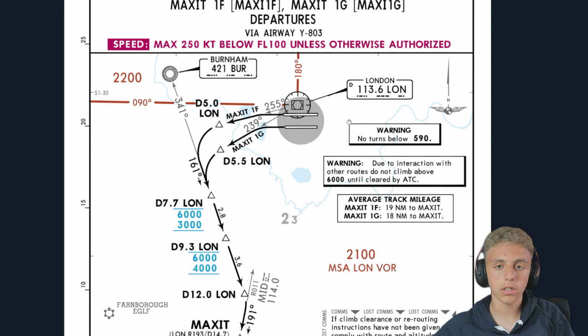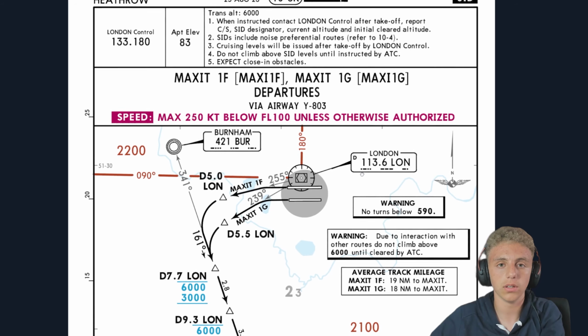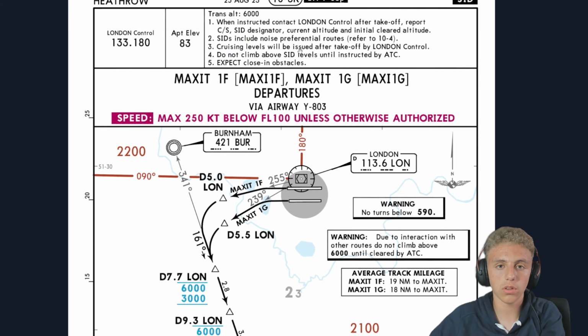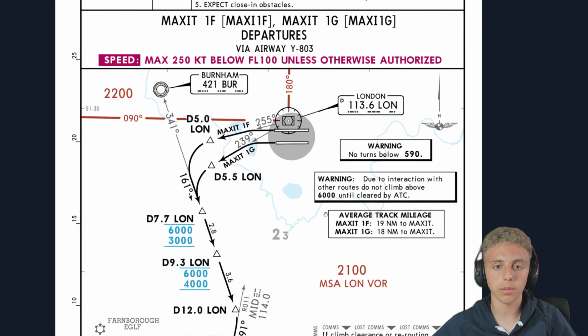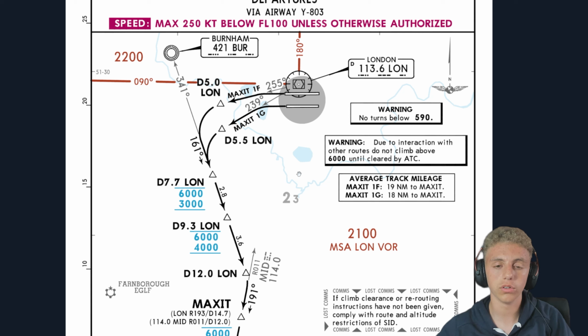Here you have some warnings. Do not turn below 590 feet. And due to interaction with other routes, do not climb above 6,000 until cleared by ATC, which is pretty much this one over here. So you are not to climb above 6,000 feet until ATC tells you, otherwise you may risk a collision with other aircraft or at least cause other aircraft to have to delay their descent or ascent due to you. And ATC will have a real headache with you.